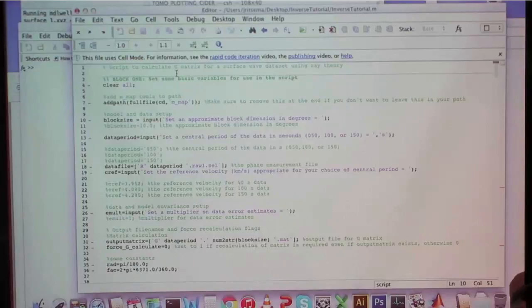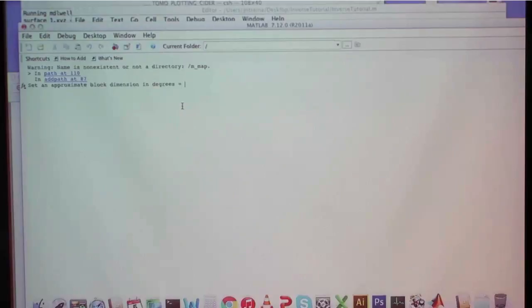So I'm going to run this. You click on block one, and you type Apple return or command return, depending on if you have a PC or Mac. It'll ask you first the size of the block that you want to use. The smaller you go, the more model parameters you're going to have, and the bigger your inverse problem is going to be. So I think 5 is a good number for this. When you set 5, you're telling the inverse problem to look for variations in wave speed in blocks that are 5 degrees by 5 degrees in size, roughly 500 by 500 kilometers on the Earth's surface. That will give you plenty of parameters, which makes the problem already fairly lengthy. So don't go below 5.